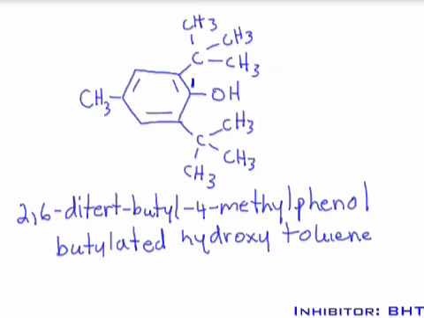Butylated hydroxy toluene had the short form BHT. So a short form term, BHT, was given. Why was butylated hydroxy toluene an excellent food preservative, an excellent radical inhibitor?